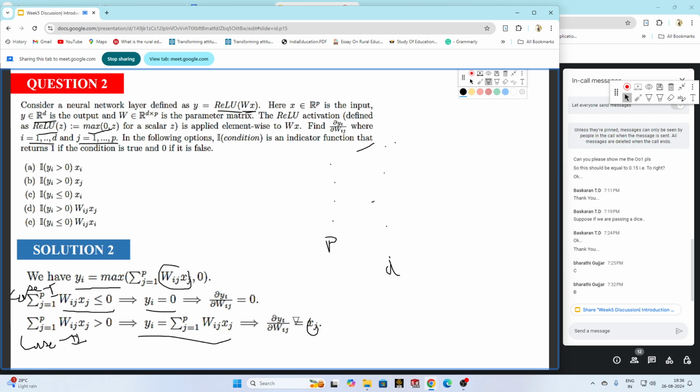So which option is correct? Yi greater than 0, then xi. No, xi is not correct, xj is correct, right? So option B is your correct answer. Option C, yi should be 0, but it is returning xi, so again false. Yi greater than 0, this will not return. So option B is your correct answer. So any doubt in this?